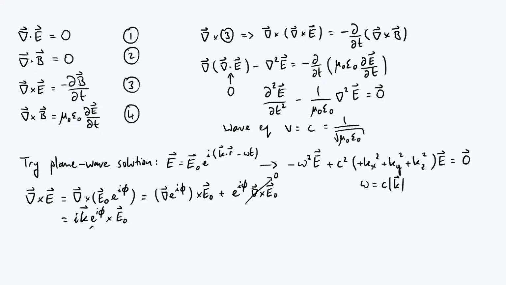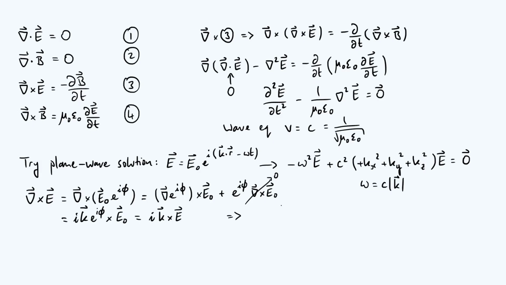Now, because e to the I phi is a scalar and the cross product is linear in both of its vector arguments, it doesn't really matter whether we put the e to the I phi there or after the e naught. So what we could do is imagine putting the e to the I phi at the end, then you would have e naught e to the I phi, which is just the electric field, E, right? And so I can write this curl of E as I k crossed with the E vector itself. Now, what can we conclude from that?